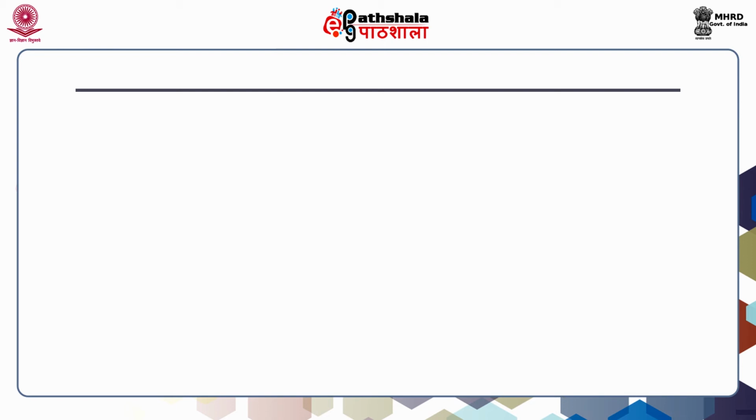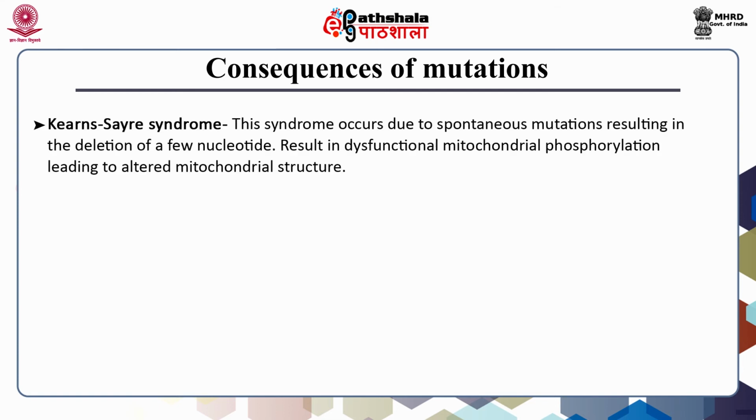Having understood this, we should know about some of the major mutations. One is called Kearns-Sayre syndrome. This syndrome occurs due to a spontaneous mutation resulting in deletion of a few nucleotides. The result of this deletion of nucleotides is dysfunctional mitochondrial phosphorylation leading to altered mitochondrial structure.